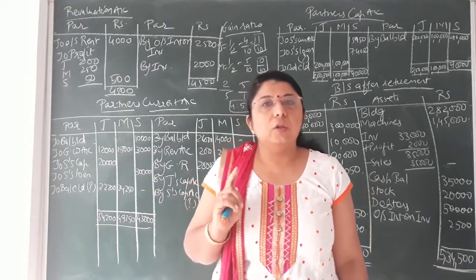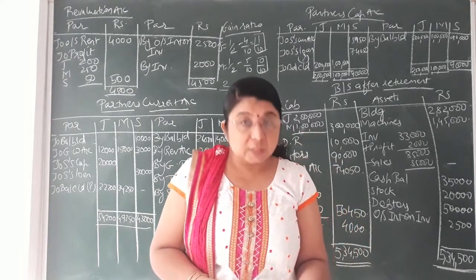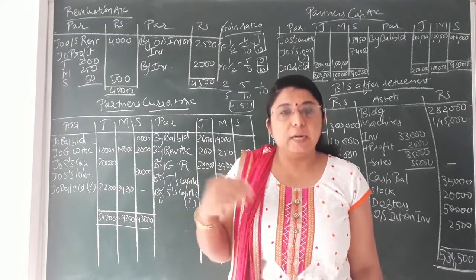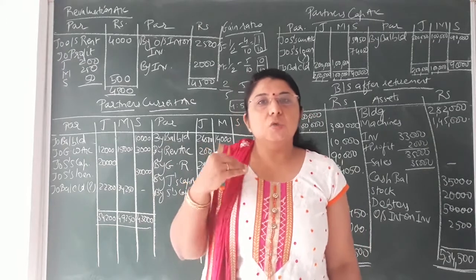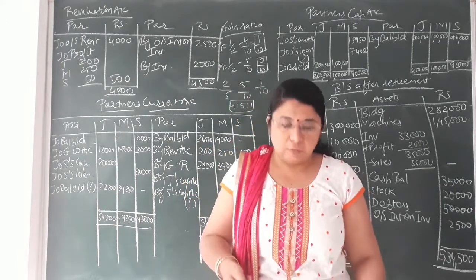So it will be recorded on the debit side of revaluation account. Then afterwards, interest on investment is receivable. It means it is an income for the firm. It is in future; at present that interest is not received, but in future it is to be receivable. So it is one kind of profit. Profit will be recorded on the credit side of revaluation account.